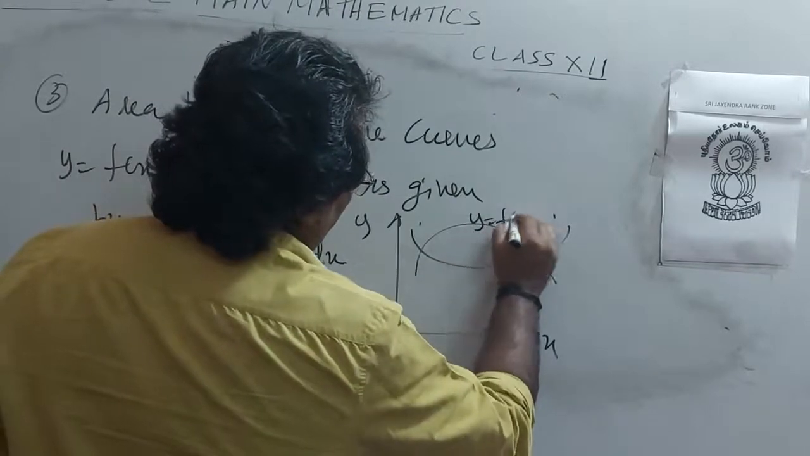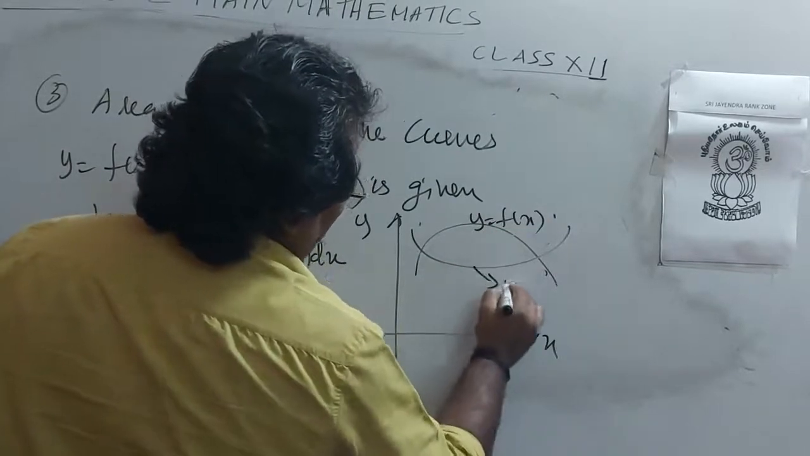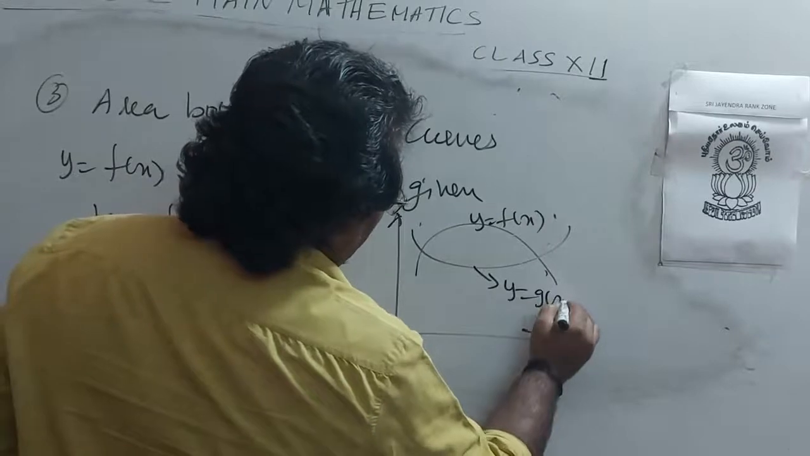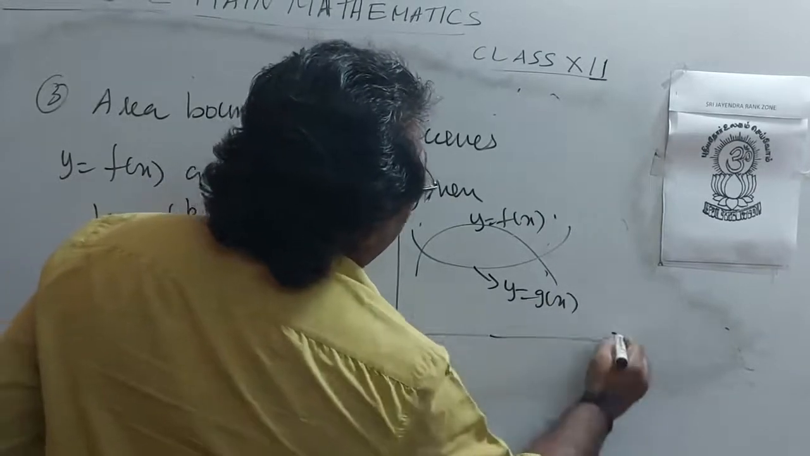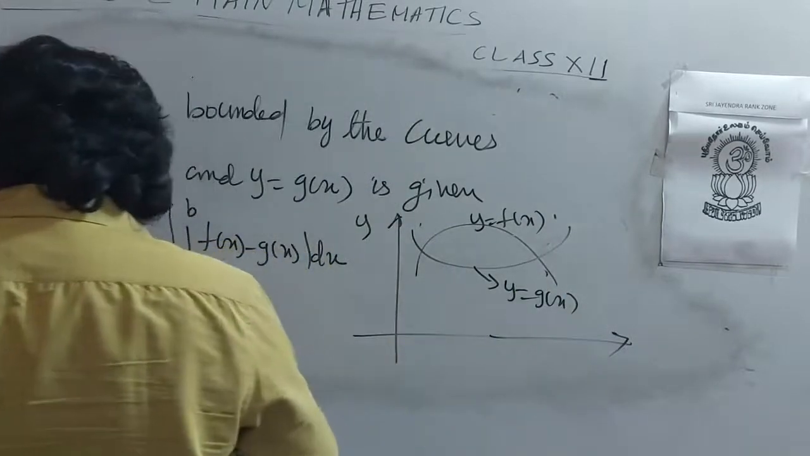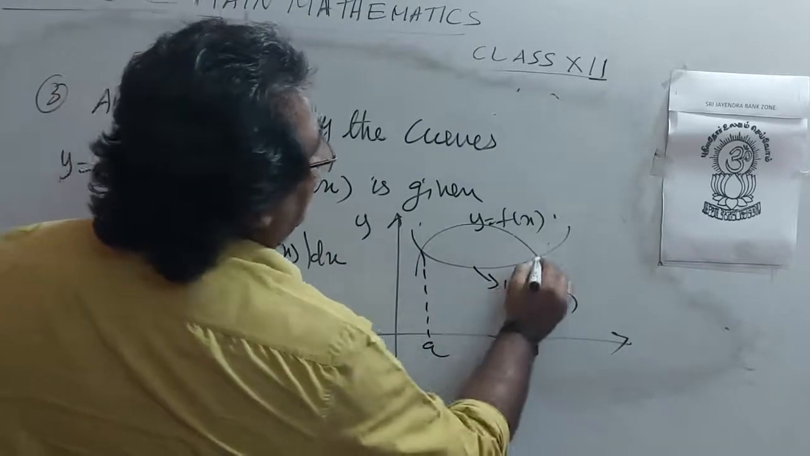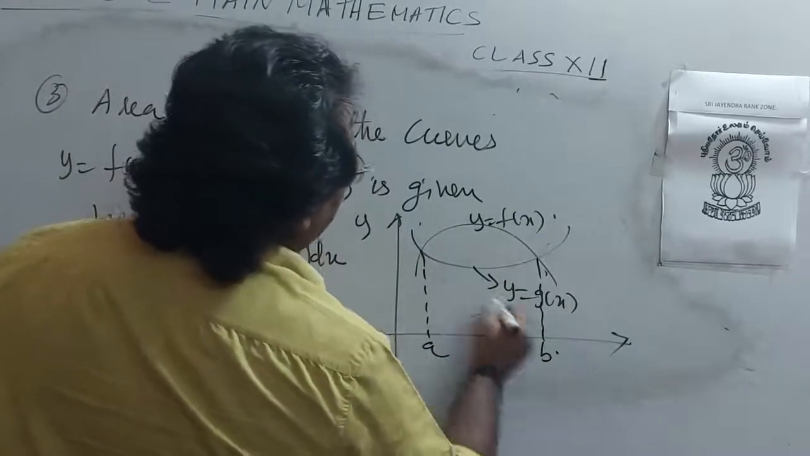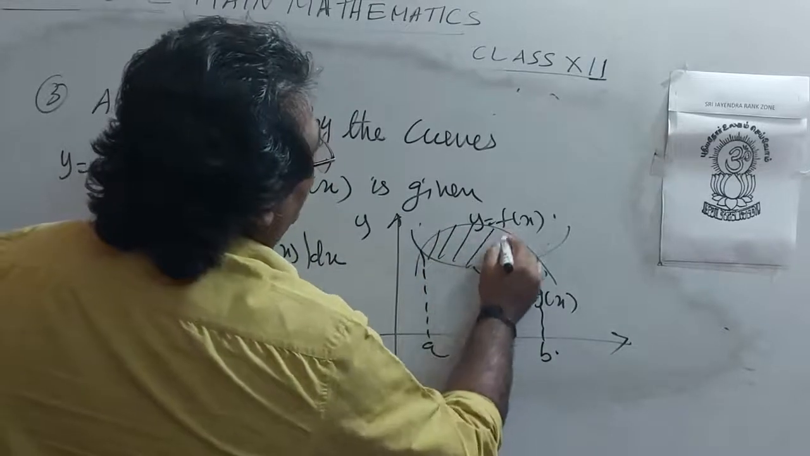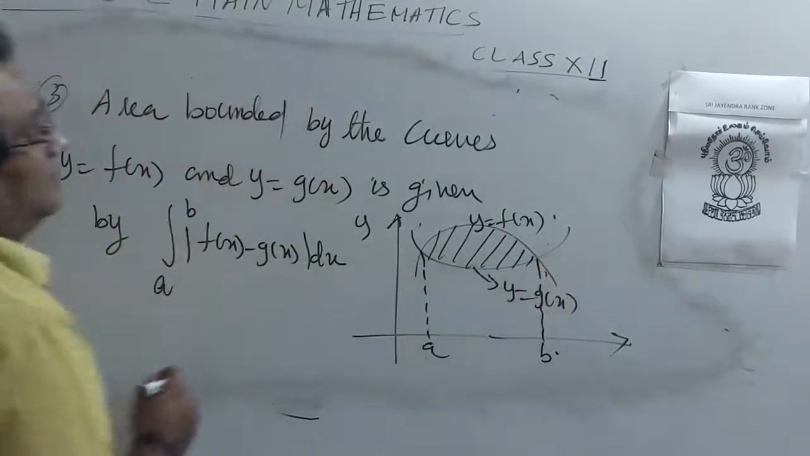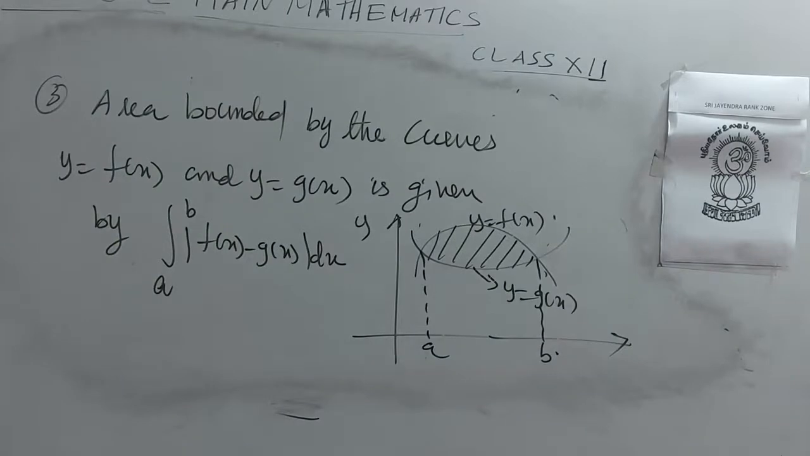So this is y equal to f of x. This is y equal to g of x. This is A. This is B. We want to find this area. So it is related to be integral of modulus of f of x minus g of x dx.